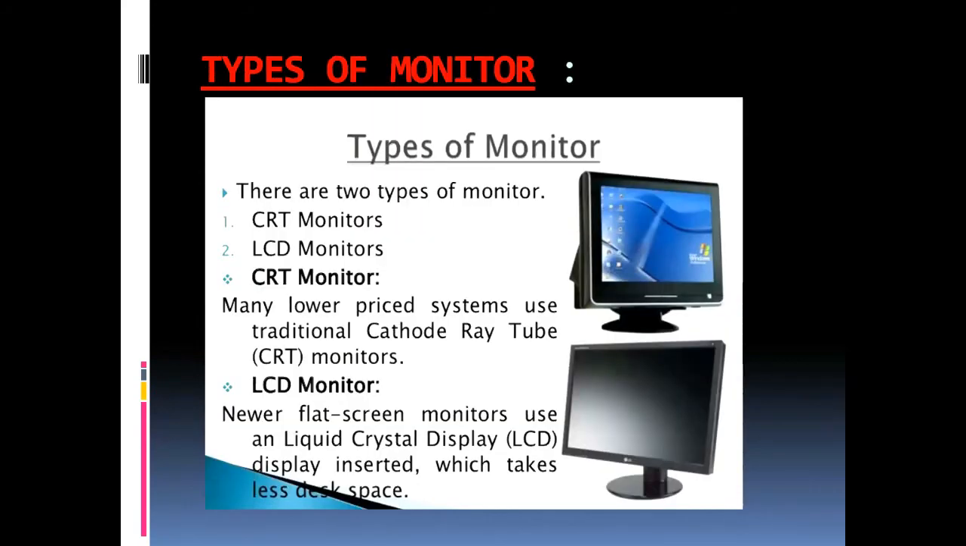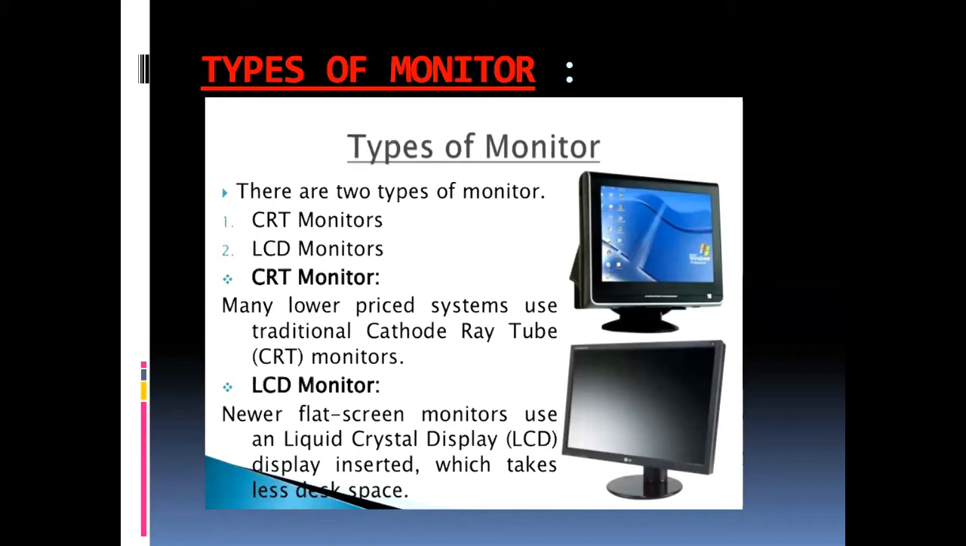Basic types of monitor: there are two types of monitor, CRT monitor and LCD monitor. First one is CRT. CRT is the abbreviation of cathode ray tube, and LCD is the abbreviation of liquid crystal display. CRT, cathode ray tube, is a vacuum tube that contains one or more electron guns.